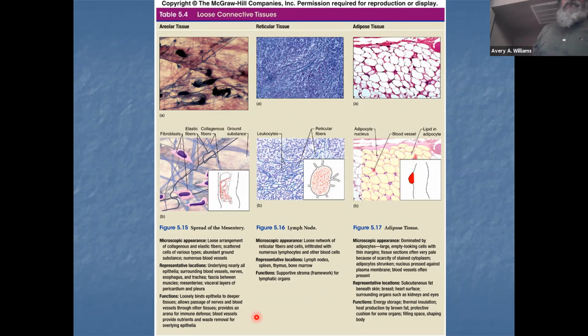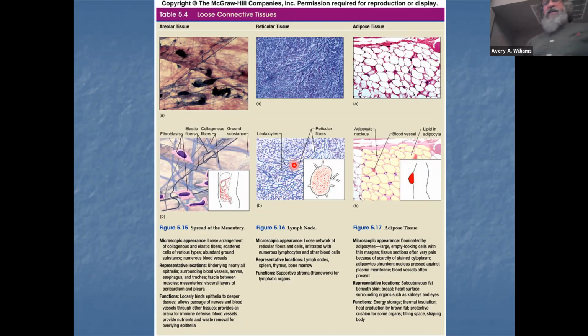That's our first tissue. What's our second tissue? Remember, all three of these are loose connective tissue because they have loosely distributed fibers and cells and so on and so forth. Now, this one is called reticular connective tissue.